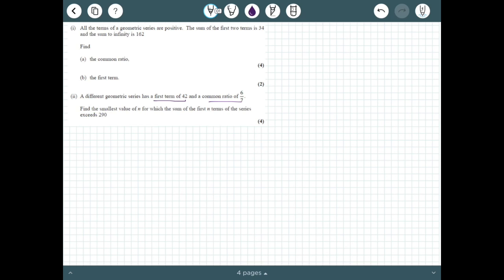So the next part of this question says a different geometric sequence has a first term of 42 and a common ratio of 6/7. So we know that a would equal 42, and we know that r is equal to 6/7. And it says find the smallest value for n for which the sum of the first n terms exceeds 290. So essentially we're looking at S of n, and at this point I'm just going to say it equals 290. So we're trying to find the point where it actually equals 290 for n.